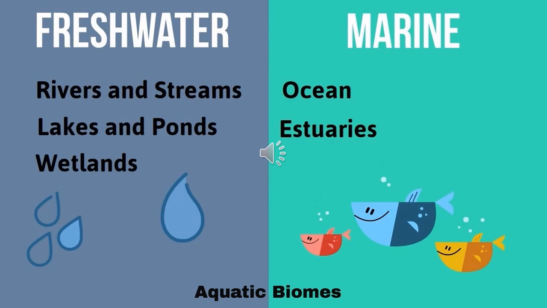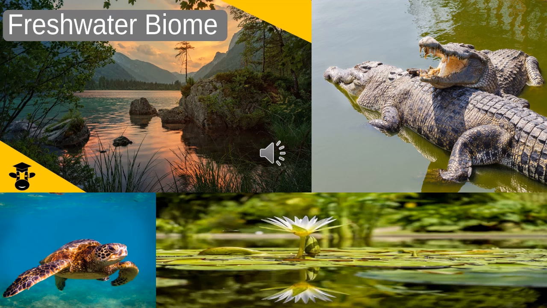So the aquatic biomes are broadly classified as freshwater biome and marine biome. Land biomes, that is terrestrial biomes, are classified into 5 types: tropical forest, tropical savanna, desert, temperate grassland, then tundra biome. As with terrestrial biomes, aquatic biomes are classified into 2 types: freshwater biome, then marine biome. First, freshwater biome. It comprises lakes, ponds, rivers, streams, wetland, etc.